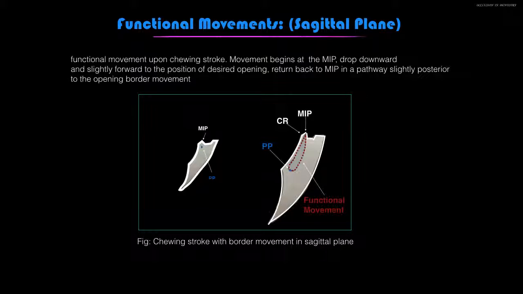During the chewing stroke, movement begins at maximum intercuspation, drops downward and slightly forward to the position of desired opening, then returns back to maximum intercuspation in a pathway slightly posterior to the opening border movement.